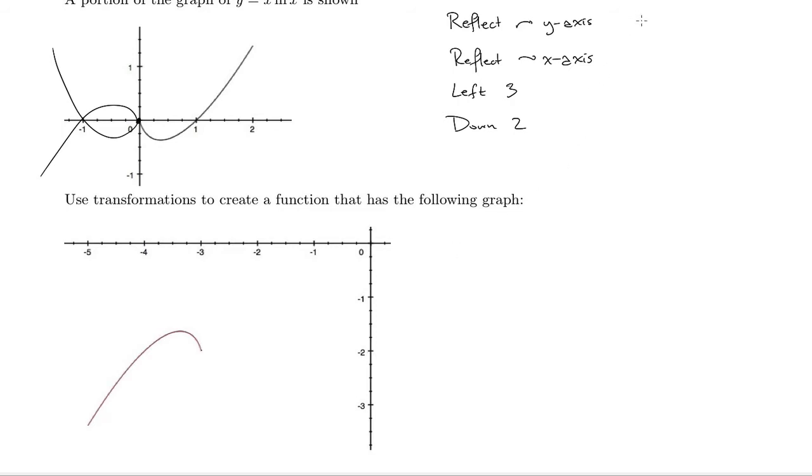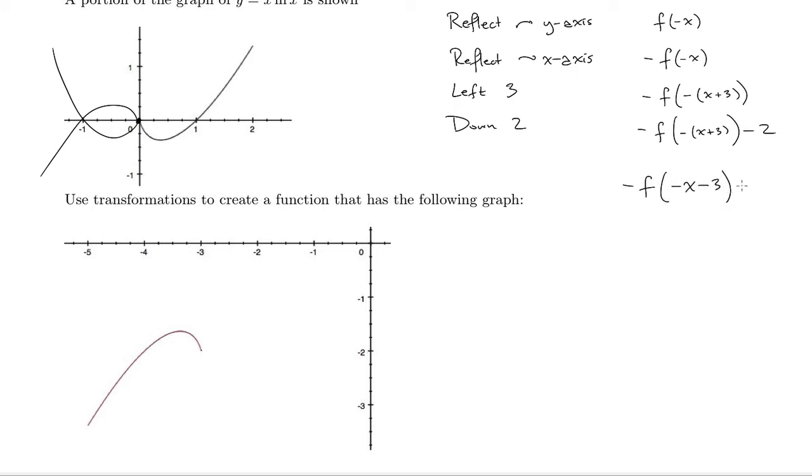So first of all, reflecting about the y-axis happens by simply putting a negative in front of the x. Then, reflecting across the x-axis, we put a negative in front of the entire function. Okay. Shifting to the left 3, that replaces the x with an x plus 3. And shifting down 2 takes the entire function and subtracts 2. So we've got negative f of negative x minus 3 minus 2.